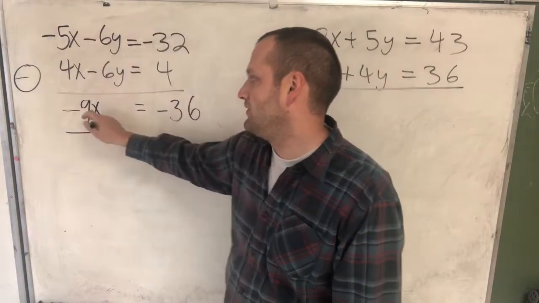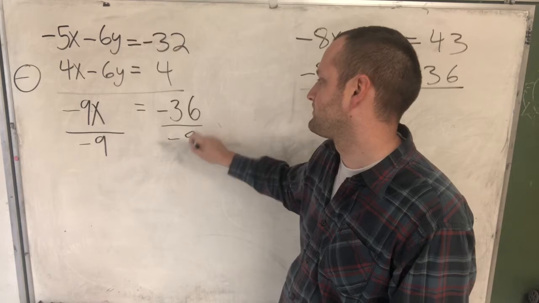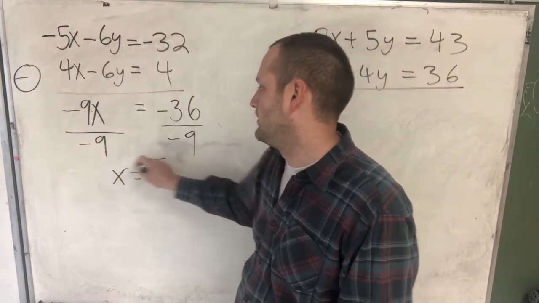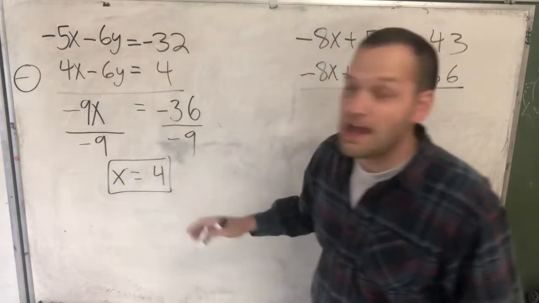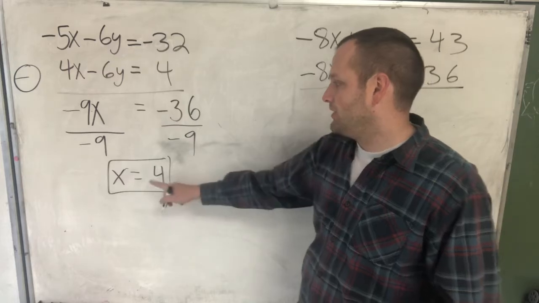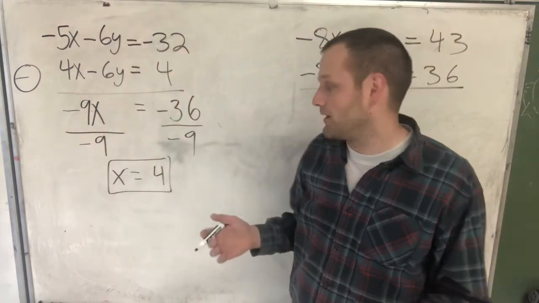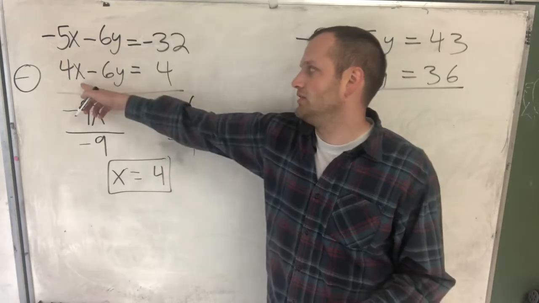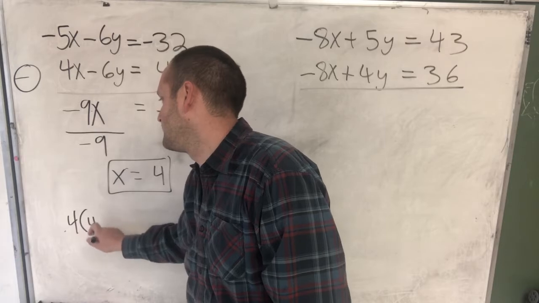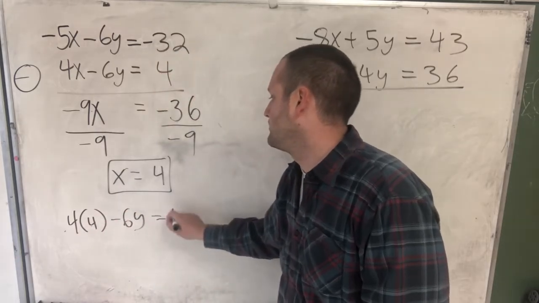If I want to solve, the opposite of multiplying is dividing. So I'm going to divide both sides by negative 9. That gives me x equals 4. So the x value where these two lines intersect is positive 4. All I need to do now is take that 4 and plug it back into one of these equations to figure out y. So let's take 4 and plug it into this bottom equation. That gives me 4 times 4 minus 6y equals 4.